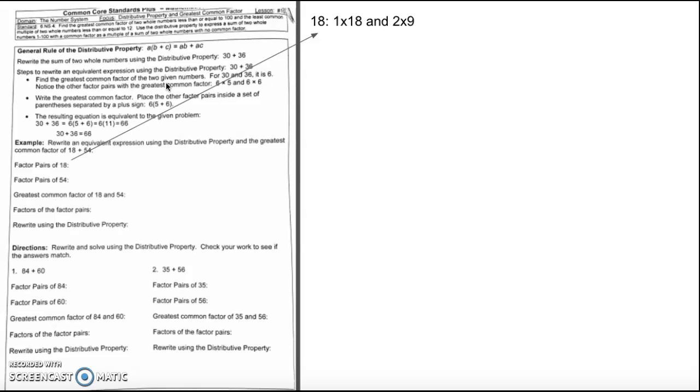So you might have to get out your multiplication table or multiplication chart to help you out if you don't know them by heart. That's okay. Okay, and then our next factor pairs is 54: 1 times 54 and 6 times 9. So our next one is, what's the greatest common factor of 18 and 54? Well, 1 is 1. Okay. Got 18, 54, 6, 2, and 9. So the greatest common factor is going to be 9.